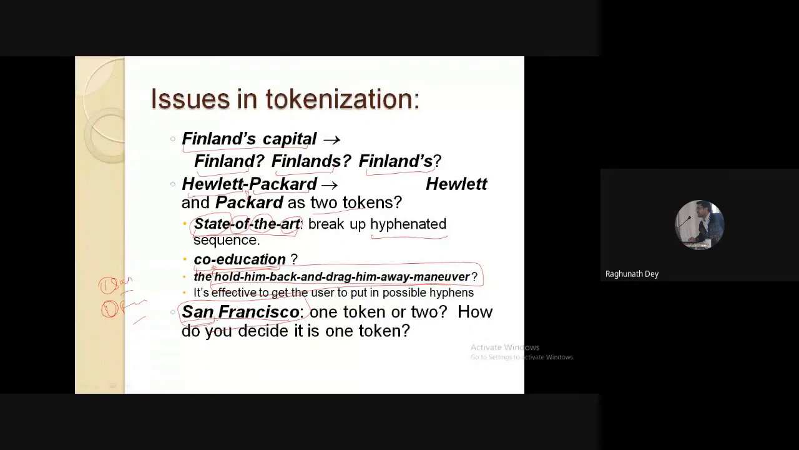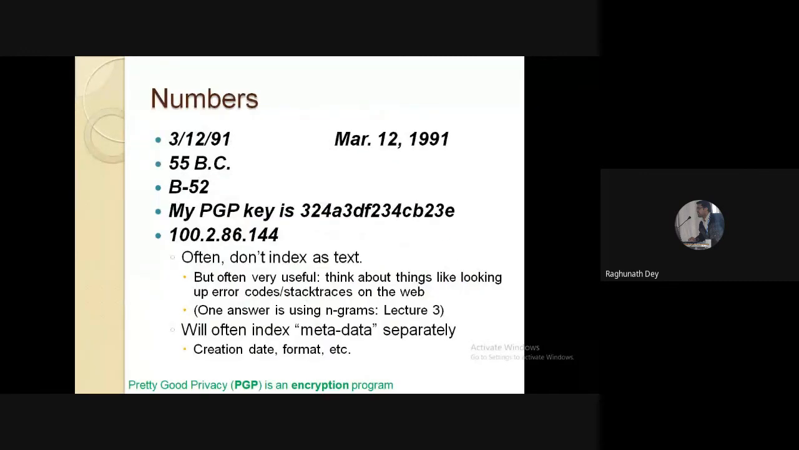If you are dividing that, if you are decomposing that, the meaning is going to be lost. You cannot use it anywhere. No one will ask about San and no one will ask about Francisco. Rather, they will ask about San Francisco combined. So how to handle this? Whether you are going to consider one token or two tokens. So these are the complexity issues we should consider. It is all about the characters.